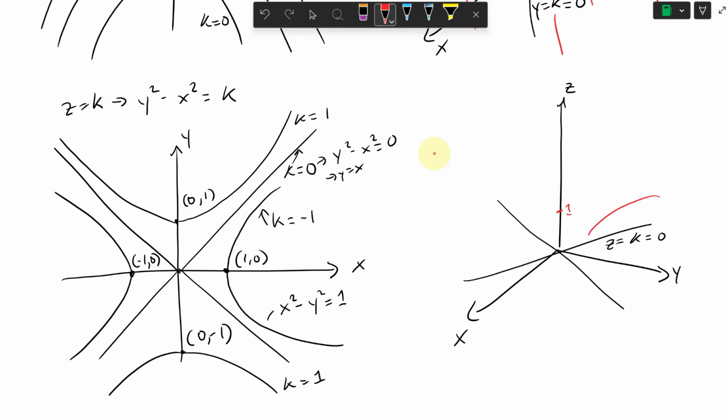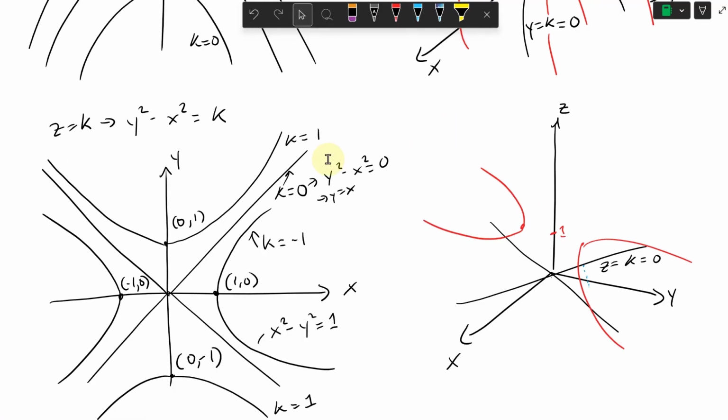It's going to be so hard to draw in 3D. It's going to look something like this, and it's opening up. That's 1, it's also distance 1. Then the other side, negative 1 on the y side, extending out like that. All right, and now this one is for k equals +1, or z equals k equals +1.